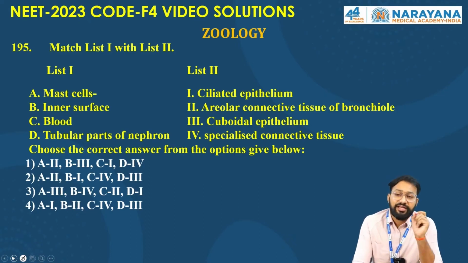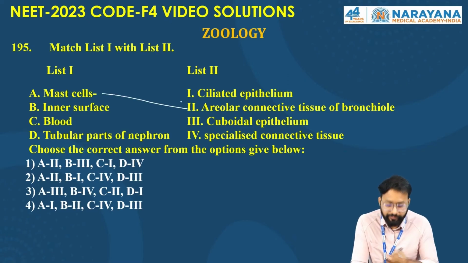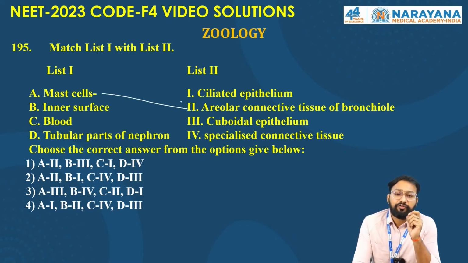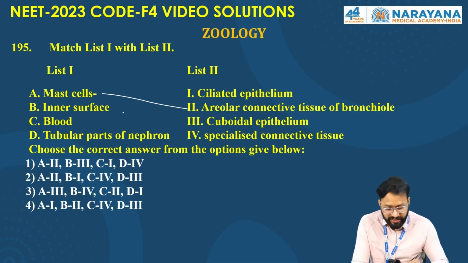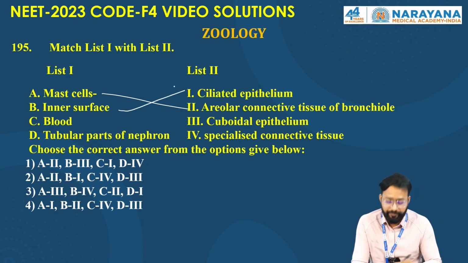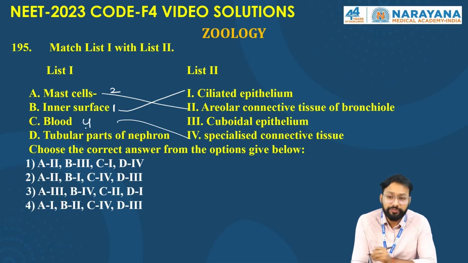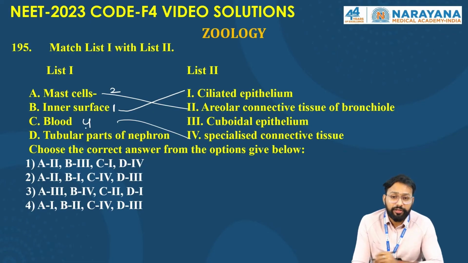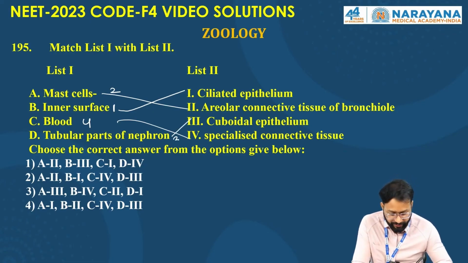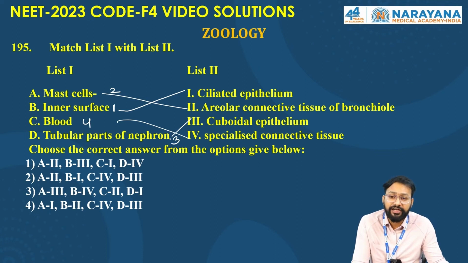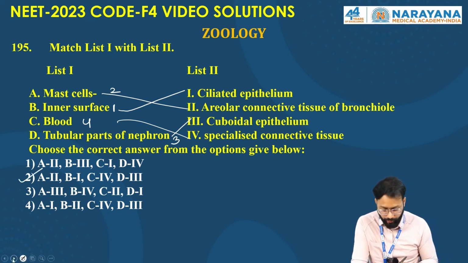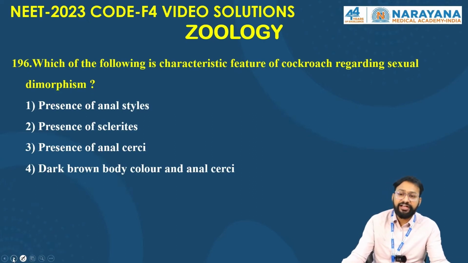Moving to question number 195, a matching type of question. Mast cells are found in connective tissues, in areolar connective tissue. The inner surface of the bronchioles is lined by ciliated epithelium. So 2, 1. Blood is a specialized connective tissue, 4. Tubular parts of nephron are lined by cuboidal epithelium, 3. So 2, 1, 4 and 3. Option 2.